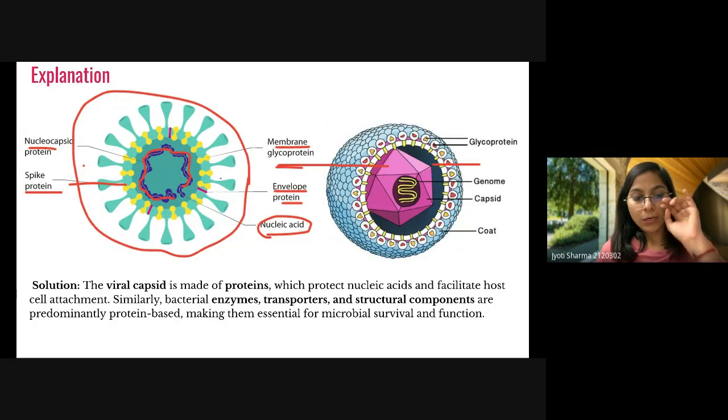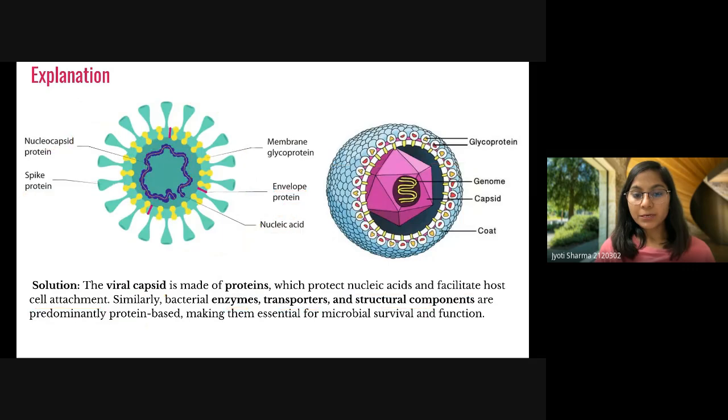So the answer will be that the viral capsid, or the viral covering, is made up of protein which protects the nucleic acid and facilitates host cell attachment. Even if we are talking about enzyme transporters, we talked about aquaporins, right? So aquaporins are transporters. So we have enzyme transporters, or even structural components made up of proteins. So this is how you can give the answer that viral capsids are made up of protein. So the answer protein is the right one.